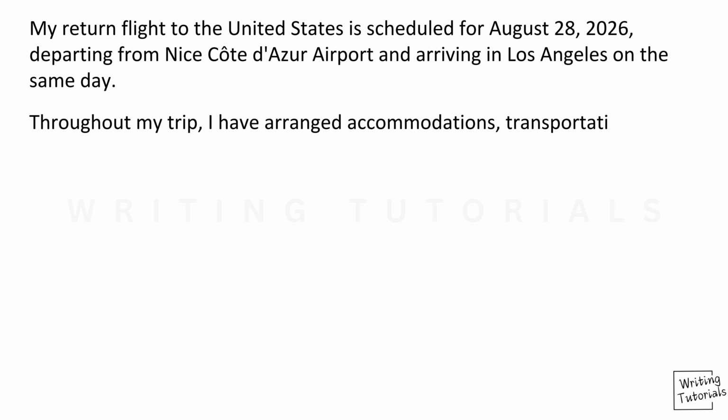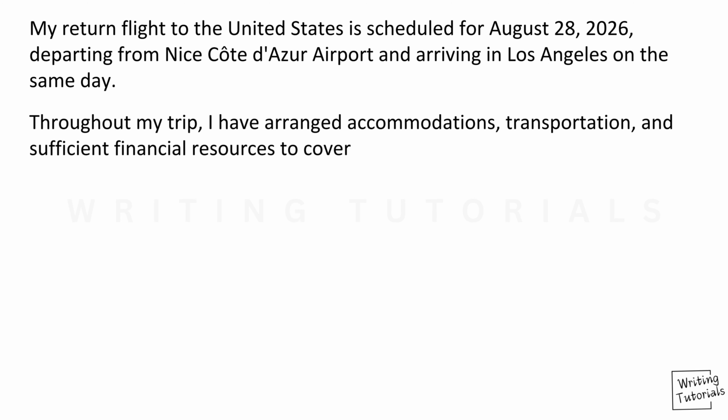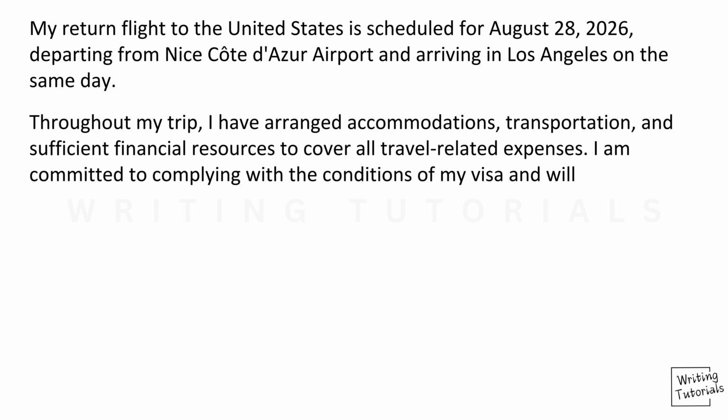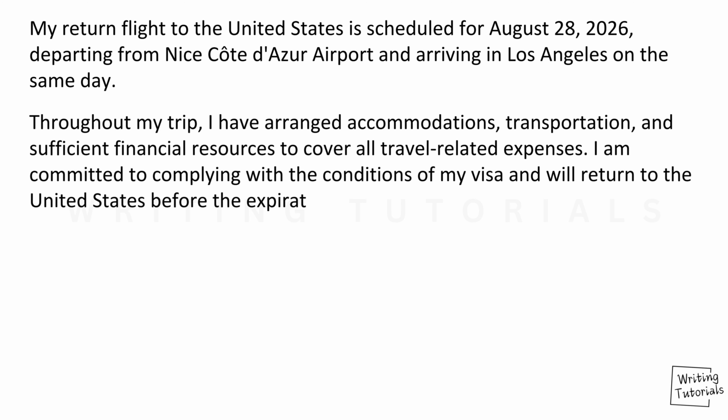This section explains that accommodations, transportation, and finances have already been arranged. It also assures the visa officer that the applicant intends to comply with all visa conditions. The paragraph says, "Throughout my trip, I have arranged accommodations, transportation, and sufficient financial resources to cover all travel-related expenses. I am committed to complying with the conditions of my visa and will return to the United States before the expiration of my authorized stay." This paragraph is important because it demonstrates financial preparedness and a clear intention to follow immigration rules.